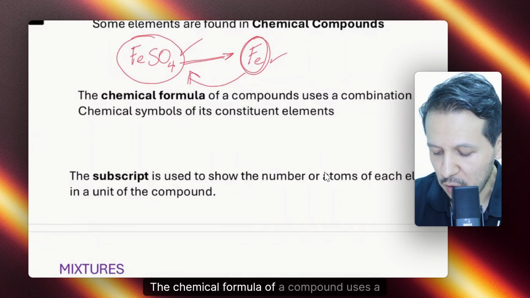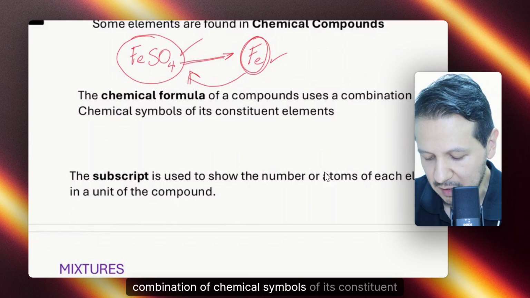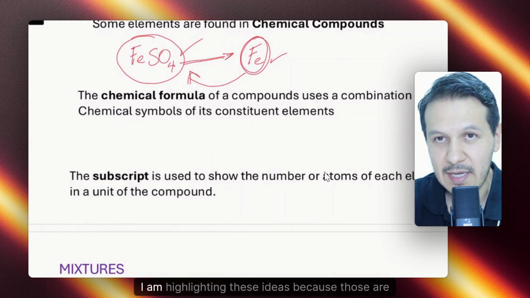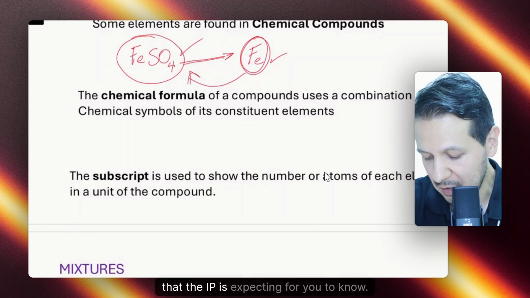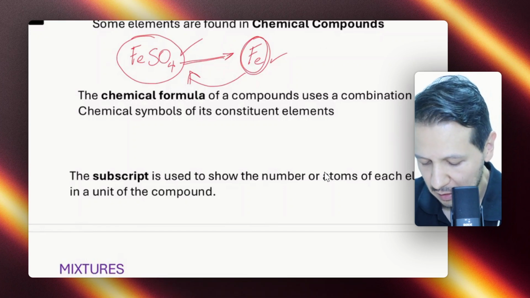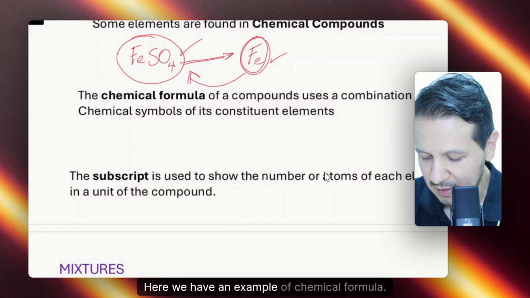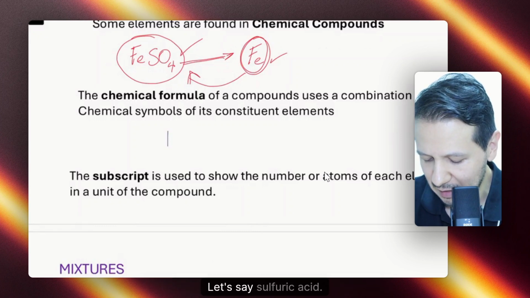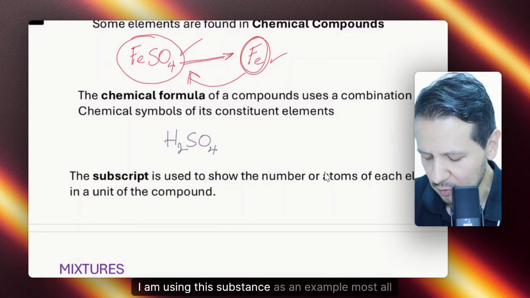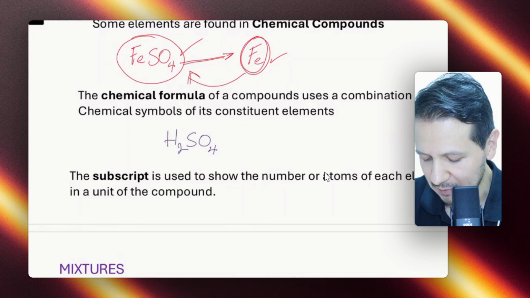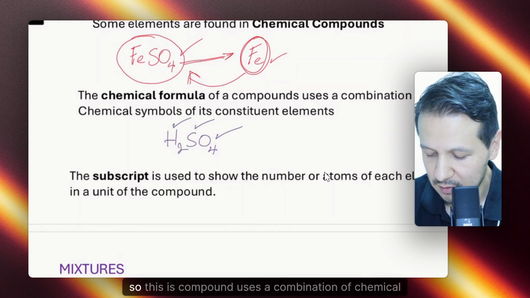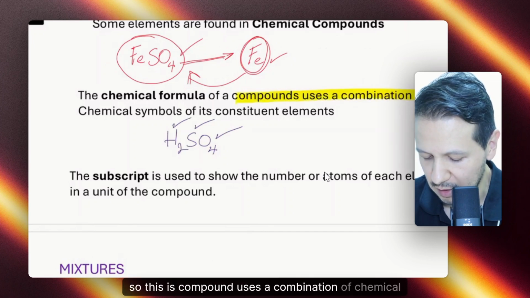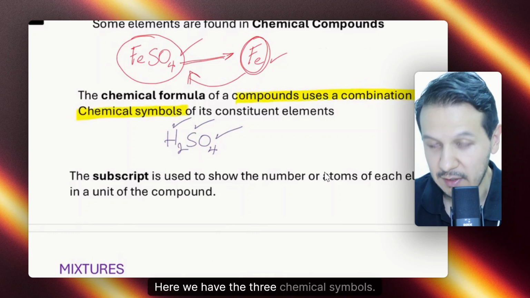The chemical formula of a compound uses a combination of chemical symbols of its constituent elements. I am highlighting these ideas because those are the main ideas that the IB is expecting you to know, okay? So here we have an example of a chemical formula. Let's say sulfuric acid. I am using this substance as an example most of the time. So here we have 4 atoms of oxygen, 1 atom of sulfur, and 2 atoms of hydrogen. So this compound uses a combination of chemical symbols. Here we have the 3 chemical symbols.